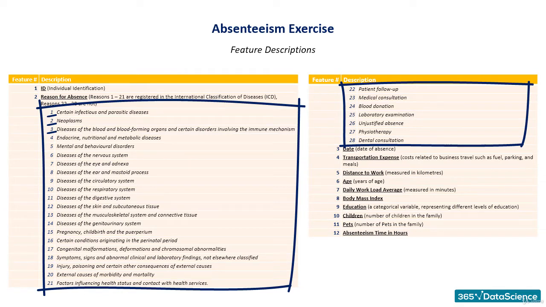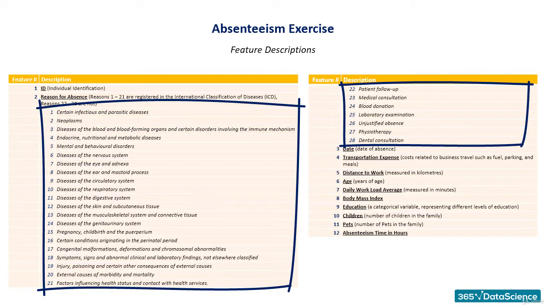Instead of reading long strings such as infectious and parasitic diseases, neoplasms, diseases of the blood and blood-forming organs, and certain disorders involving the immune mechanism, and so on. The latter would overload this column with letters, and it would be very hard to digest this data analytically.